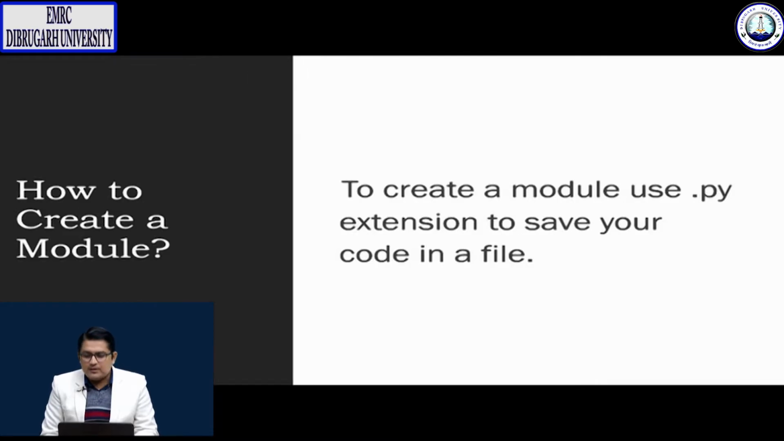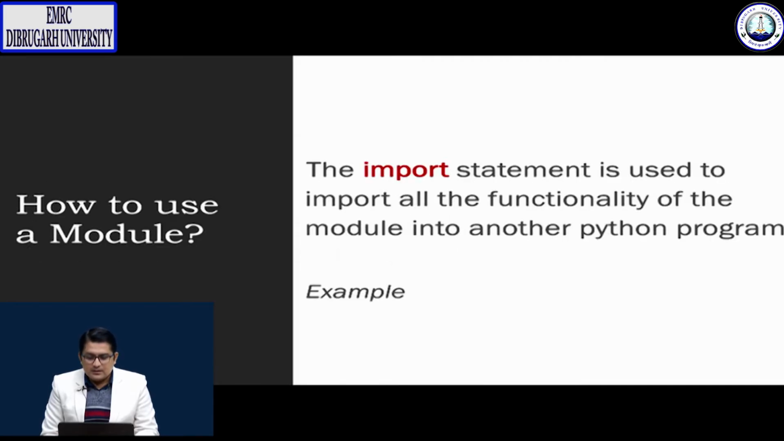So how to create a module? To create a Python module, you have to use the .py extension to save your code in a file. The import statement is used to import all the functionalities of the module in another Python program. That means you write your module with .py extension, and then with the help of the import statement, you can call those modules inside another Python program and use them. Let us see some examples.